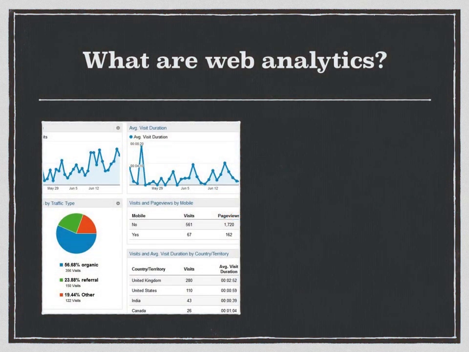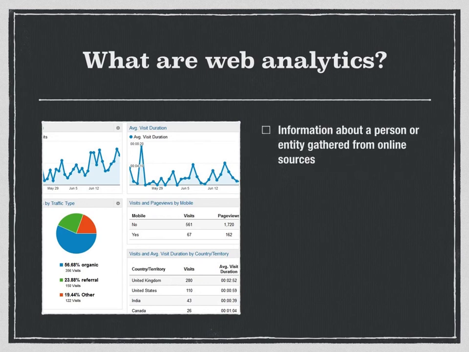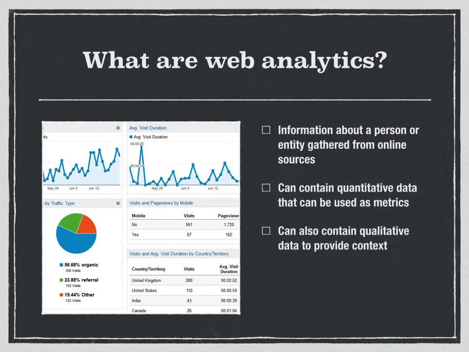First, we want to look at what constitutes web analytics. These analytics are information gathered about a person, business, or organization from online sources that could contain quantitative data that can be used as metrics to create KPIs. It could also contain qualitative data that provides context to the numerical information.